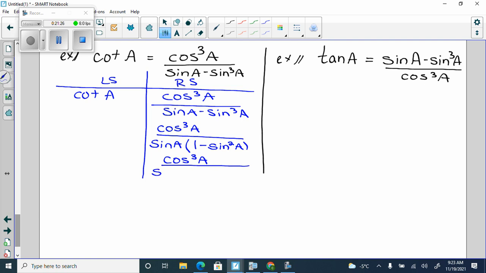So we get sine A, and then times cos squared A. And then these can cancel, because are there plus signs anywhere in here or minus signs anymore? No. So then I can actually cancel these off. 2 for 2 out of here, and I'll be left with 1. So I'm left with cos A over sine A, which is cotan A. Left side equals right side.